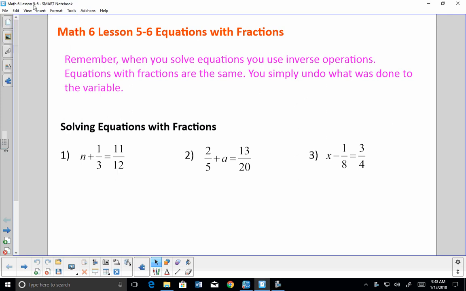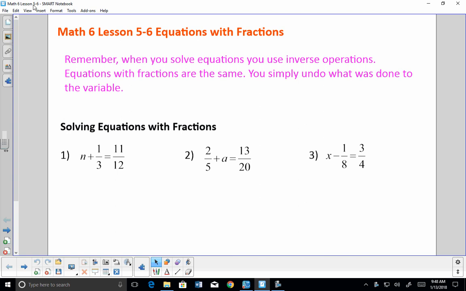This is Math 6, Lesson 5-6, Equations with Fractions. We've solved equations with whole numbers and solved equations with decimals before. Now we're just going into fractions. The process stays the same.